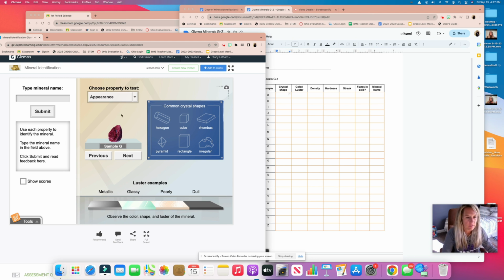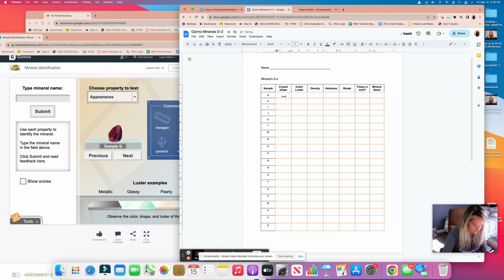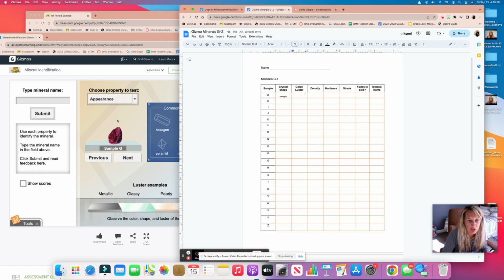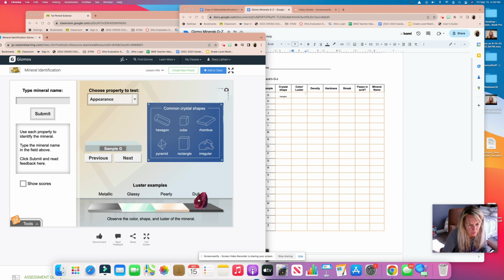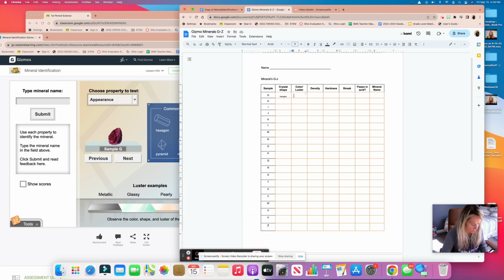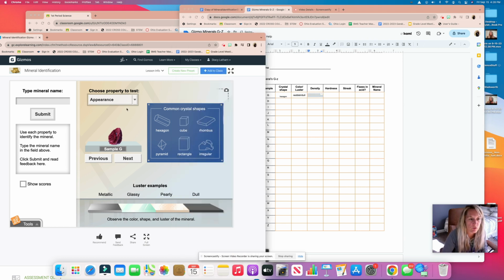So G is kind of this reddish color. Let's talk crystal structure. I really am not sure how you would actually know this one too well, but if you could see kind of like the edges along here, it's actually a hexagon. So we're going to do a hexagon for the crystal shape. Color and luster. So it's kind of a reddish color. And I would definitely say kind of a dull non-metallic. So it's reddish and dull. Maybe even purple, but say it's reddish and dull.